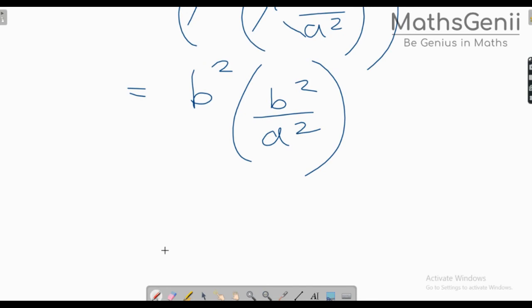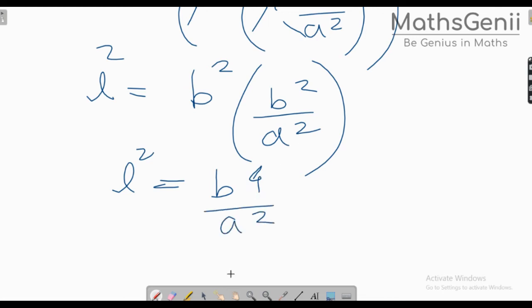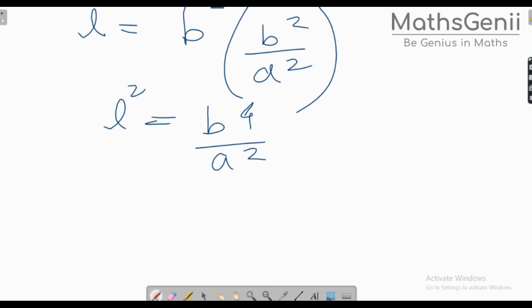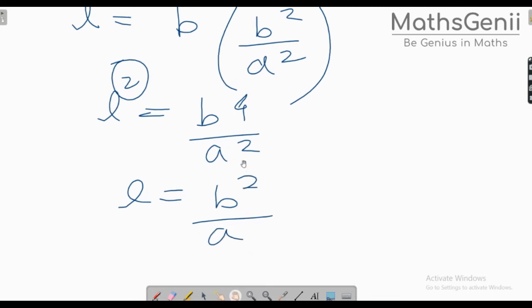Here you had L. So you'll have L square is equal to b square into b square, b raised to 4 upon a square. So when you send this square to this side, it will become square root. Square root of 4 is 2, and the square root gets cancelled. So this is your latus rectum.